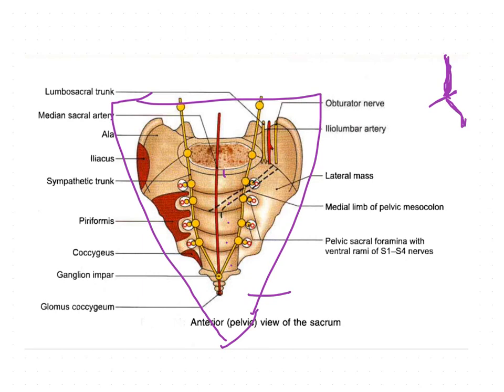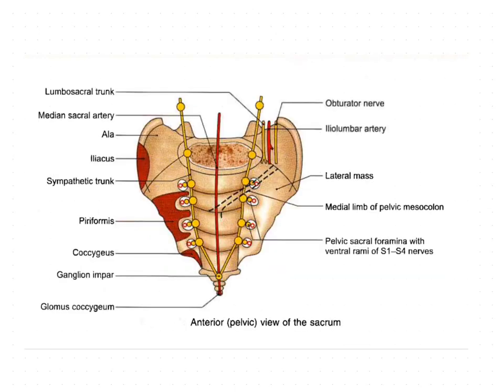Because of its triangular shape, it is having two ends. One is the apex, and it is having a base. So the superior portion is having the base, and the inferior portion is having the apex.